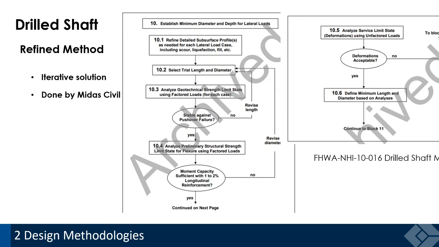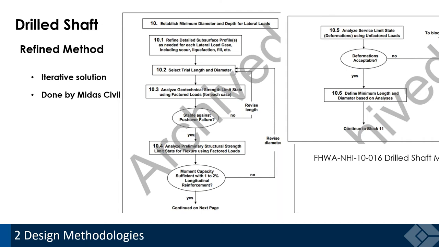So for the refined method, here is a screenshot of the design procedure for drill shafts from the drilled shaft manual published by the Federal Highway Administration. The design of a drilled shaft is an iterative solution. The first step is to establish the minimum diameter and depth of the column, which can be done by using the simplified method I talked about a moment ago.